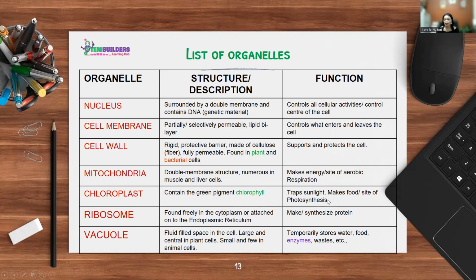You can say any one of these. Ribosome, they are found freely in the cytoplasm or attached to the endoplasmic reticulum. And their function is to make or synthesize protein.